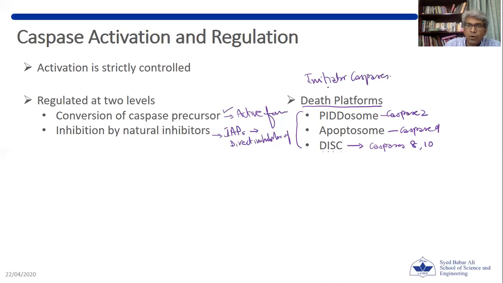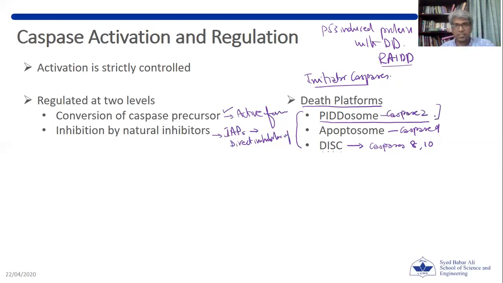Now, your PIDDosome, we will not talk about this. This stands for P53 induced protein. So it's composed of two proteins, P53 induced protein with death domain, and another protein called RAIDD, which is RIP associated ICH-1 homologous protein with death domain. So, you don't need to remember that. We're not studying PIDDosome in detail. What we are studying in detail are these two death platforms called apoptosome and DISC.